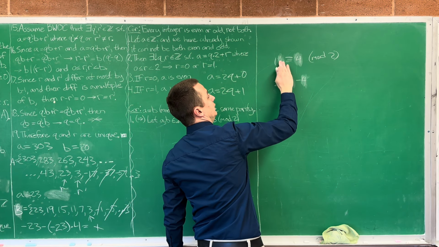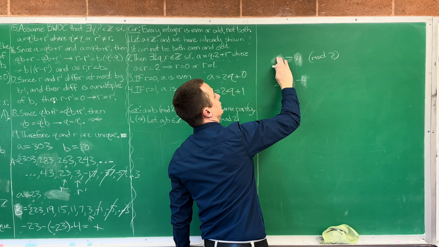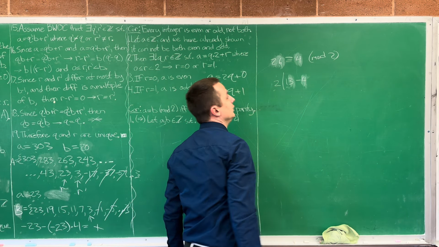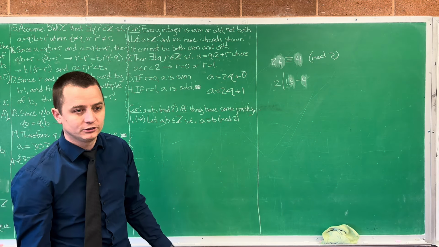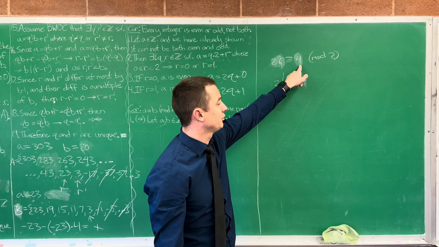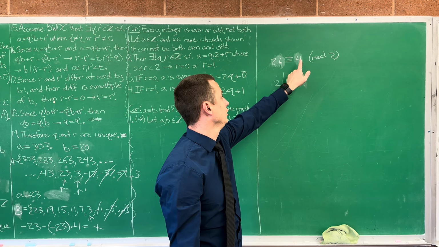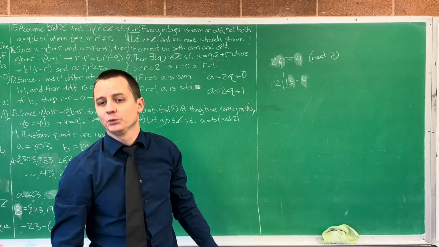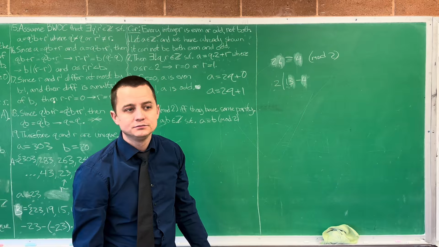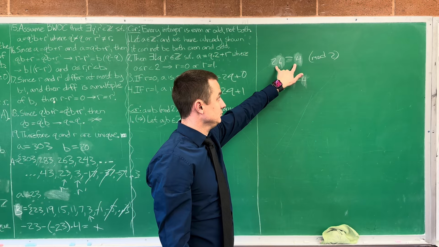We'll do 26 now. Is it true that 26 is congruent to 4 mod 2? Well, 26 minus 4 is 22, and 22 divided by 2 is 11. It worked. All evens are congruent mod 2, right?